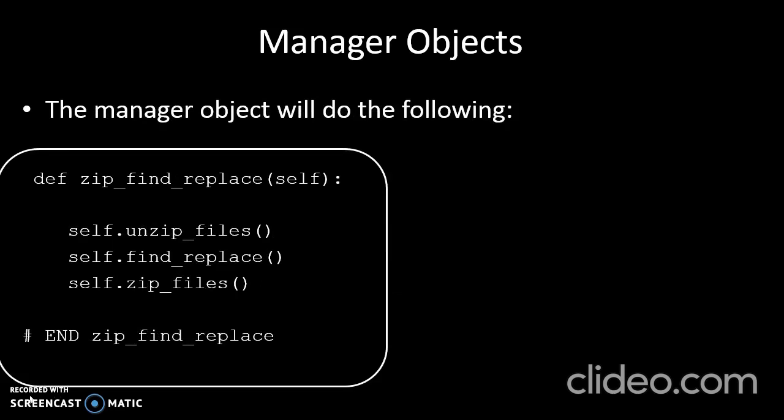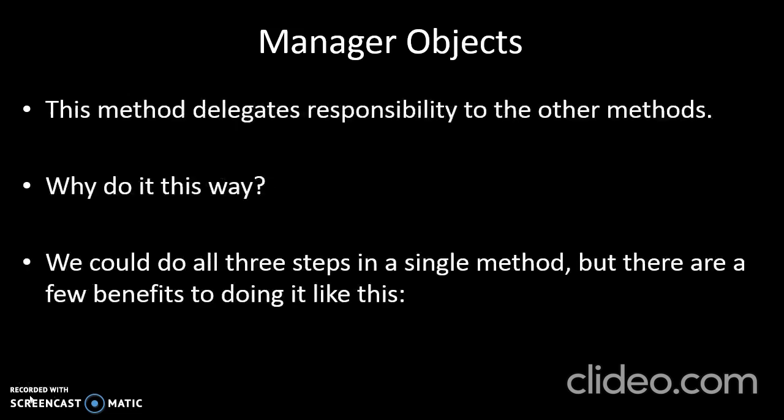But here's the important thing, here's our manager object or manager class. The manager class in this case is called zip find replace, and all it does is call a method called unzip files, then calls a method called find and replace, and then calls a method called zip files. And that's it, that's the manager object. So this method delegates responsibility to the other methods, that is to say it instructs them and then hands over power to one at a time.